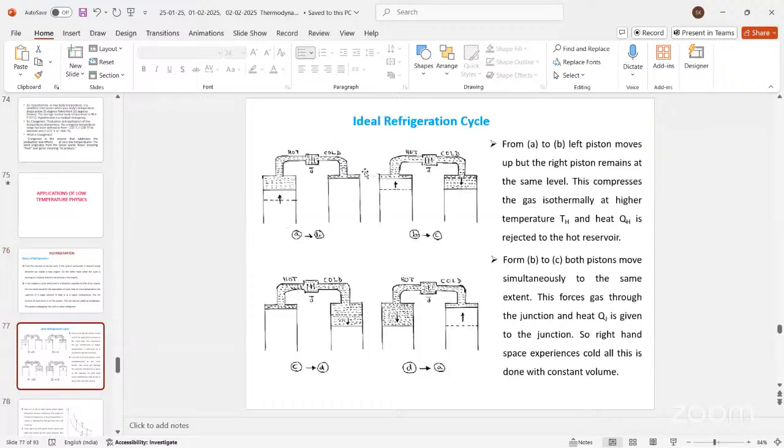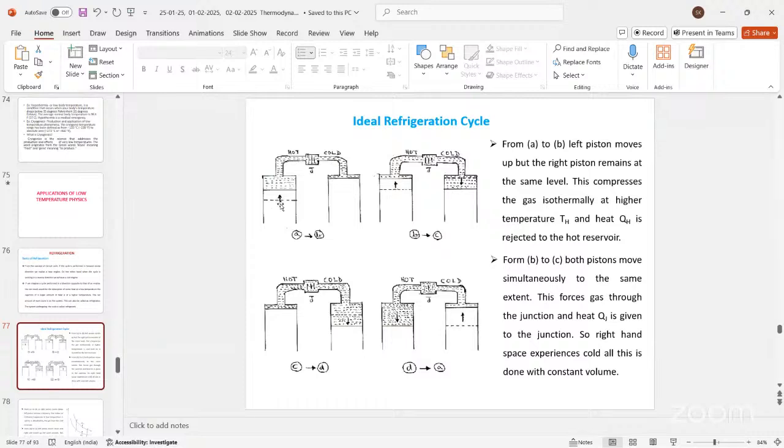And also we have the ideal refrigeration cycle here. What is the working of this ideal refrigeration? We have A to B, B to C, C to D, and D to A. Let's see from this figure, A, B, C, D. From A to B, we are taking hot and cold.